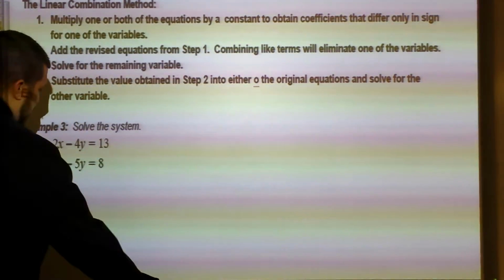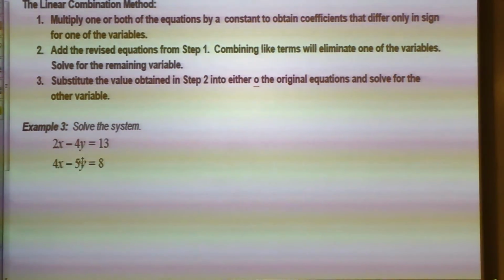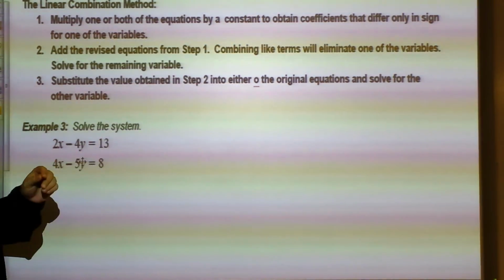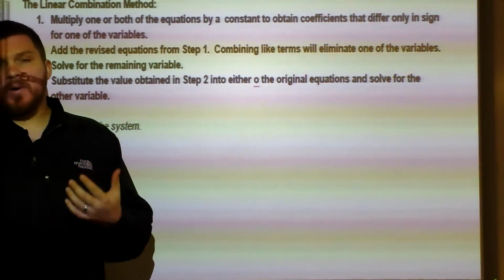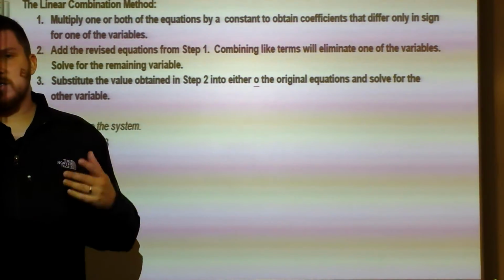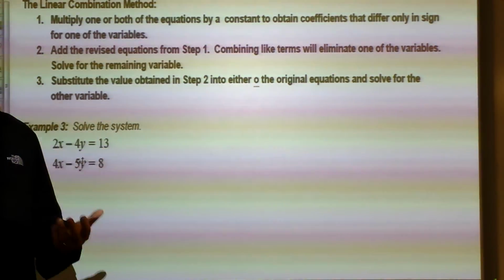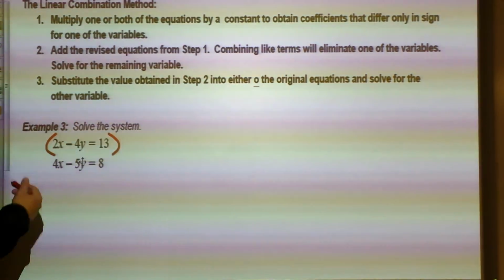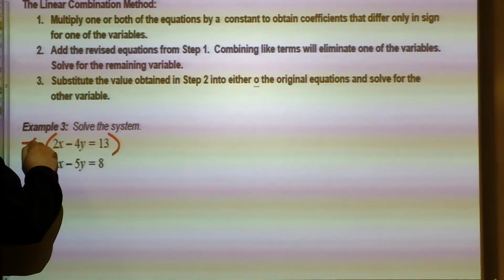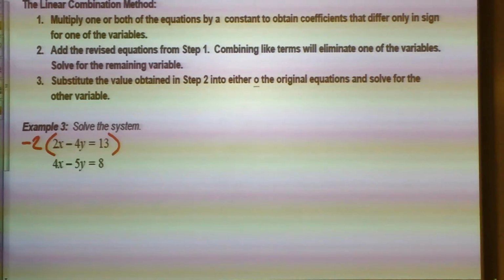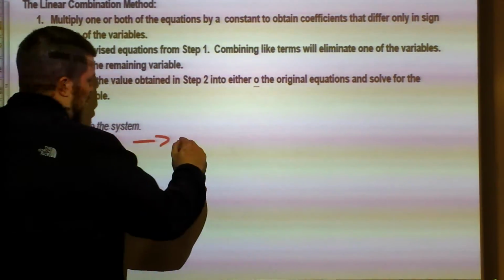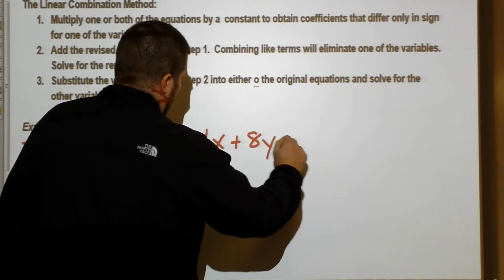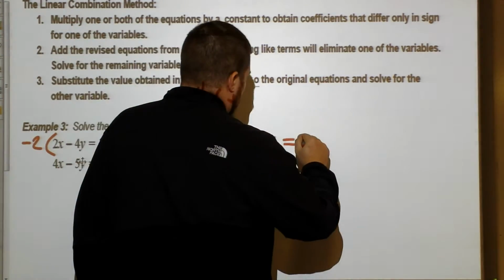So when I'm done doing all my stuff, the x's should cancel out temporarily. Okay? To do that, I have 2x in the top and 4x in the bottom. I need those variables to eliminate. So I'm going to multiply either the top equation or the bottom equation or both by some constant to make those coefficients come out to be opposites. So I want to multiply the top equation, and the entire top equation, that's important, by -2. When I do that, I get negative 4x plus 8y is equal to negative 26.